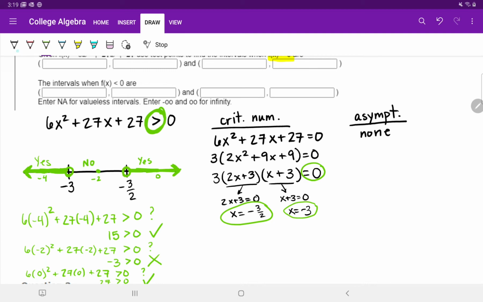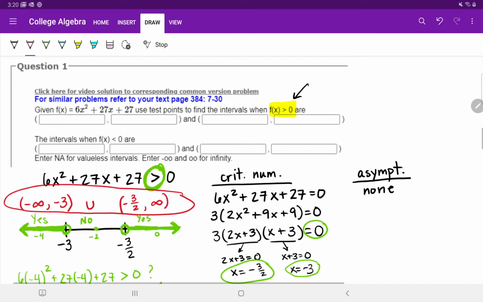So reading our x-axis from left to right, our answer set goes from negative infinity all the way up to negative 3. Negative 3 is not included, so we put parentheses. And then union from negative 3 halves, not included, so we use parentheses, all the way up to positive infinity. And that's our answer.